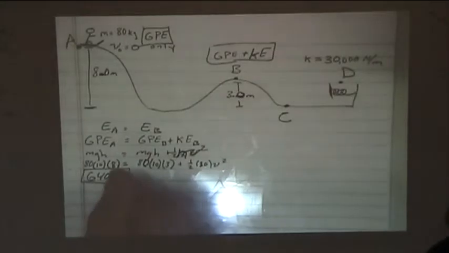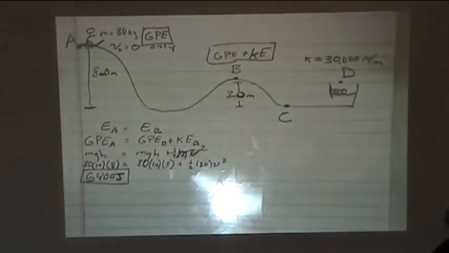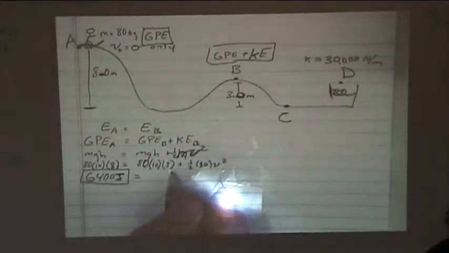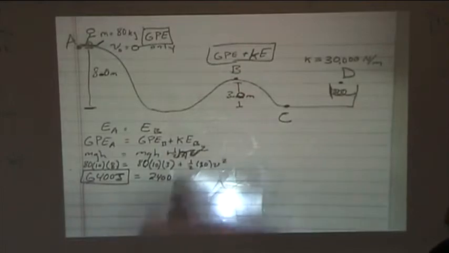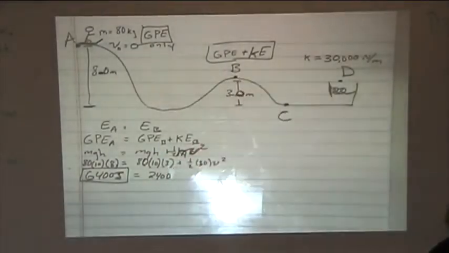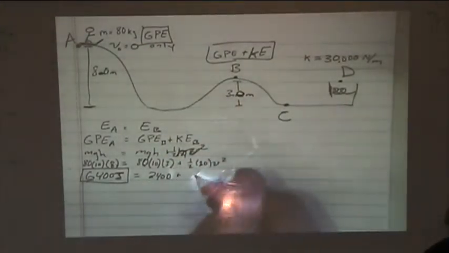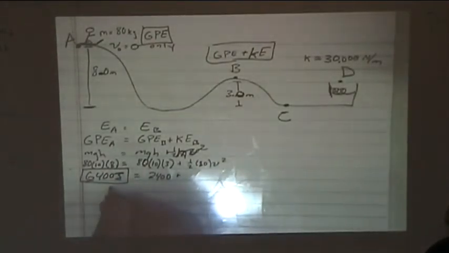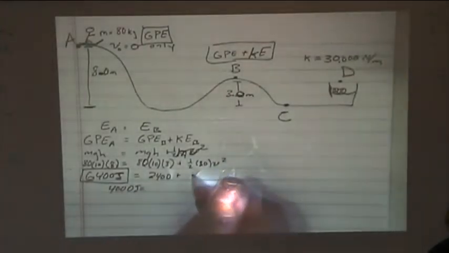We'll use that as a shortcut in other parts of the problem. Now if I simplify this, 80 times 10 times 3 is going to be 2400. And that's the amount of potential energy at point B. And you could actually subtract here and say that 4,000 joules are left over as kinetic energy.